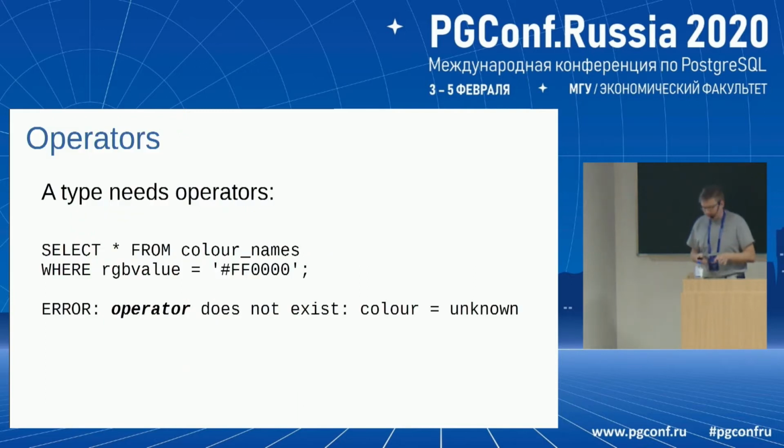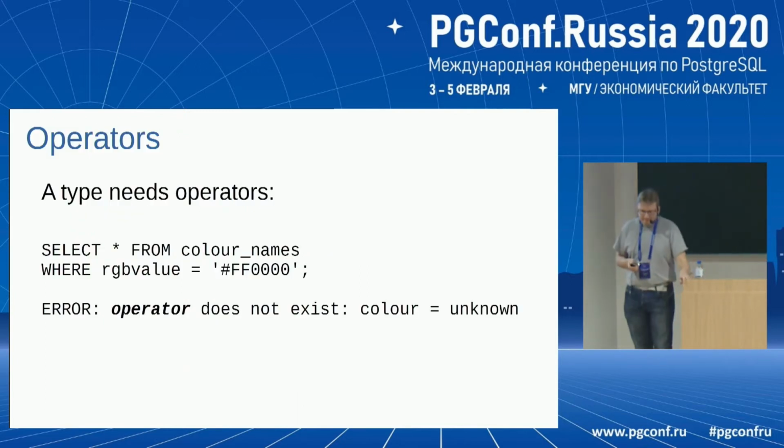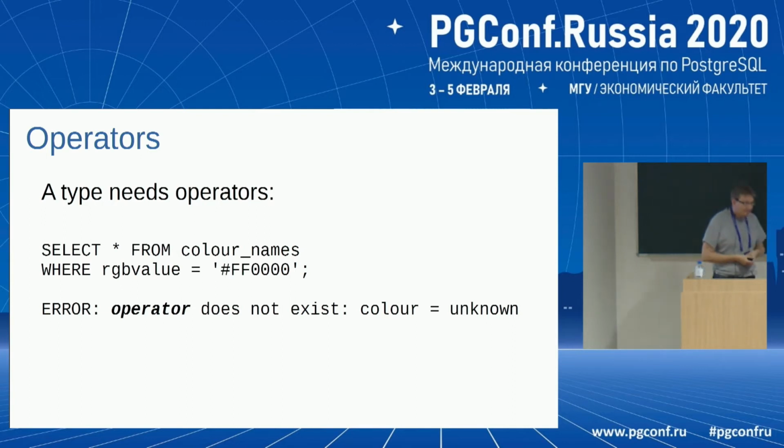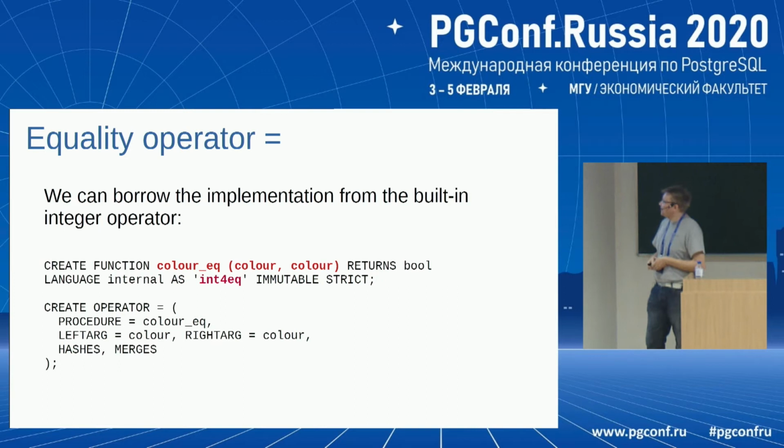Let's move on to operators. With the data type we created, you can't actually do very much yet. If you try to run a query like this, you'll get an error saying operator does not exist: color = unknown. Postgres doesn't know what equality means for this data type yet. So what we need to do next is to create the equality operator.